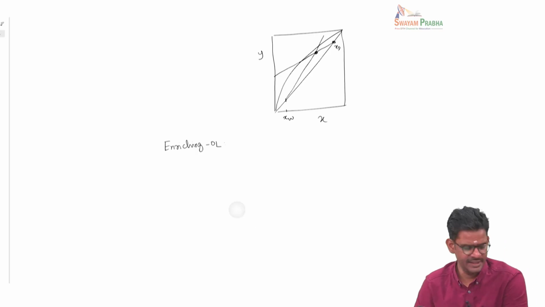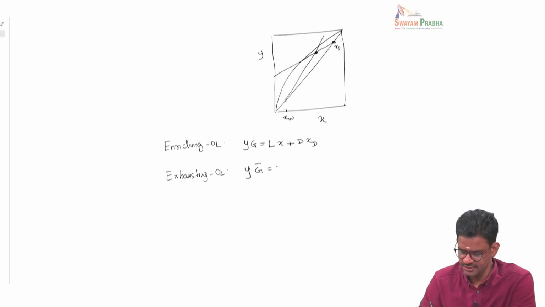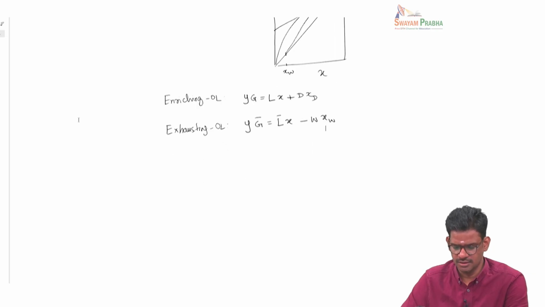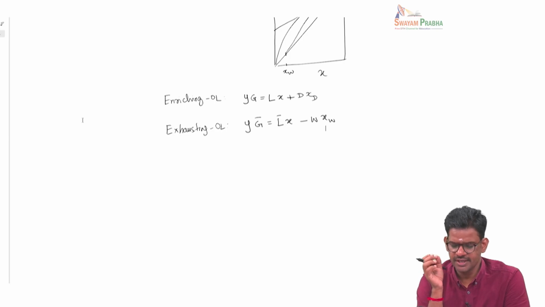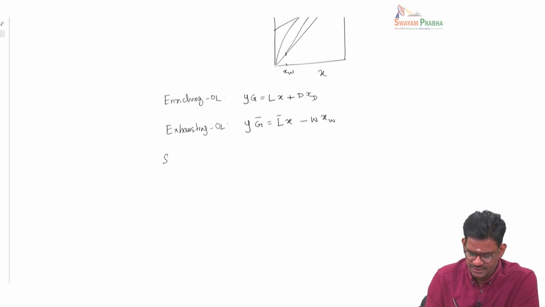So the enriching operating line equation is Yg is equal to Lx plus DxD, and for the exhausting line, we write Yg bar is equal to L bar x minus W xW. So here we can solve these equations to get the intersection points. So first what we will do, we will subtract the two equations.